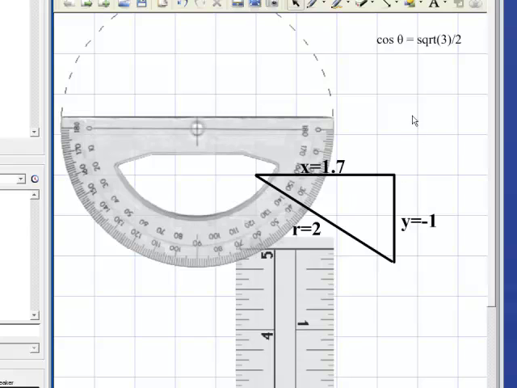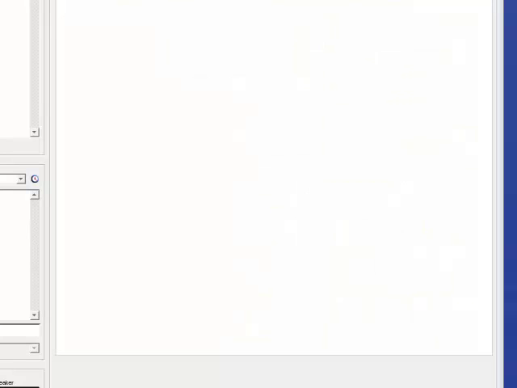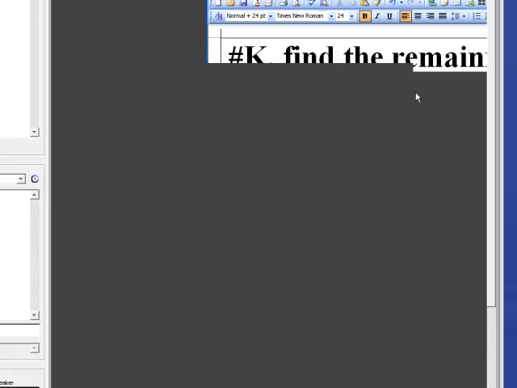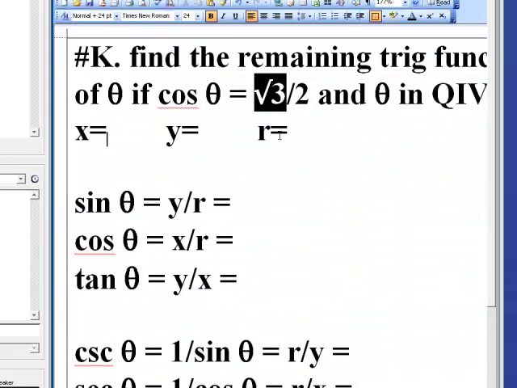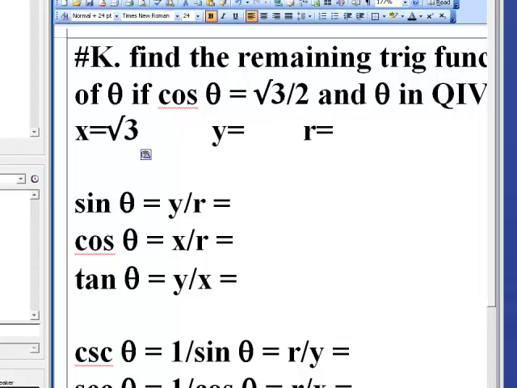So here are the 3 numbers that we have, and I'm going to go back to Microsoft Word and put that in there. Let's see, there it is. Okay, so what do we just say? This one here is the square root of 3. There we go. Y comes out to negative 1, and r equals 2.